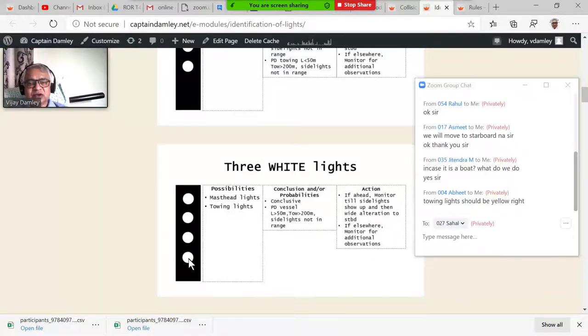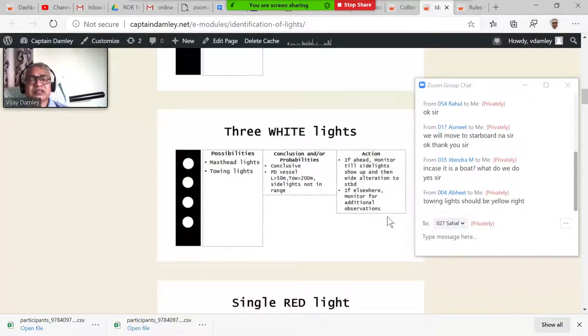Here you have got 4 lights, means ship is longer than 50 meters and tow is more than 200 meters. Side lights not seen, but this is conclusive. If it is conclusive, means we are definitely sure what it is. If ahead, again, alter to starboard as rule number 15. Any other place, wait and watch. Then only you can take correct action. What we are doing is, if ahead we alter to starboard, is good practice of seamanship to get out of the way instead of testing what it is.